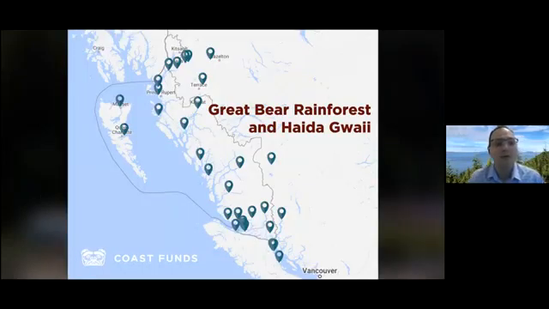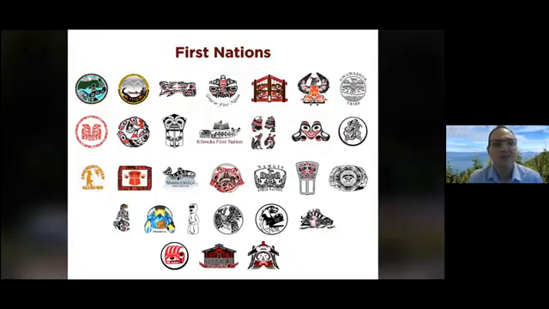We work in service of 27 First Nations along the Great Bear Rainforest and Haida Gwaii. That really is in the Pacific North Coast of British Columbia. You can see them spread out throughout the whole west coast of British Columbia. And these are the emblems of the 27 First Nations we're proud to work with on a day-to-day basis.